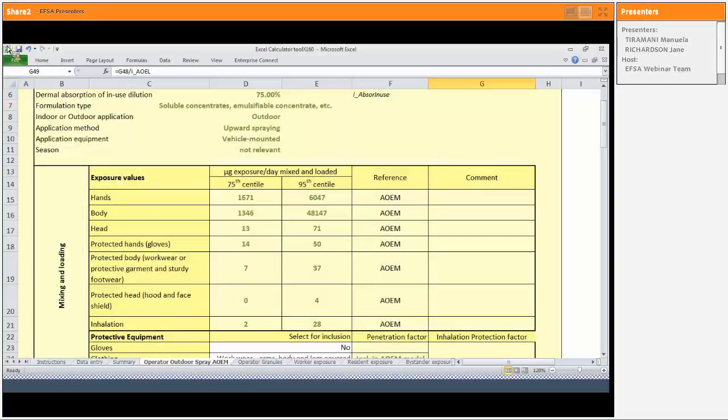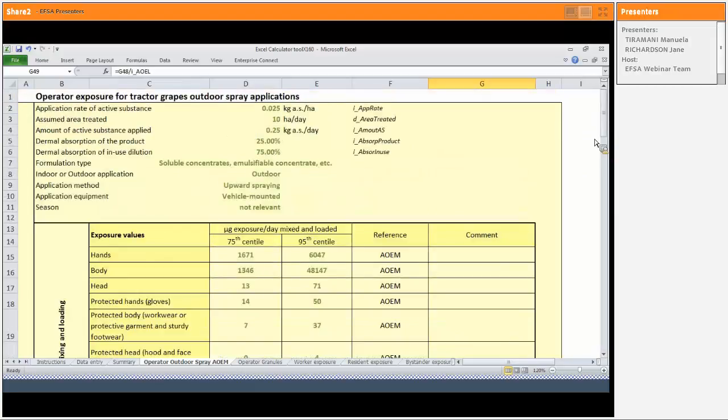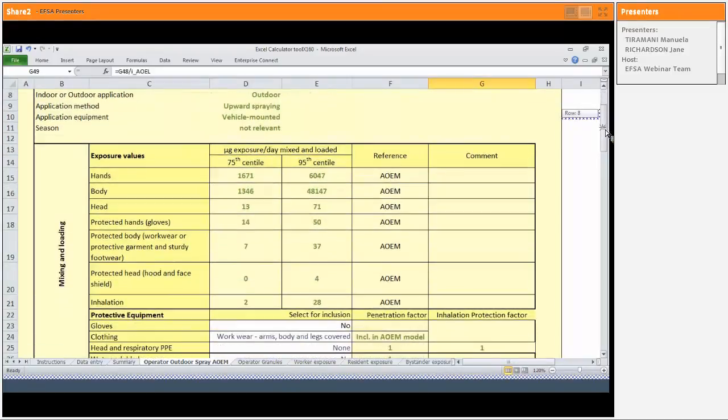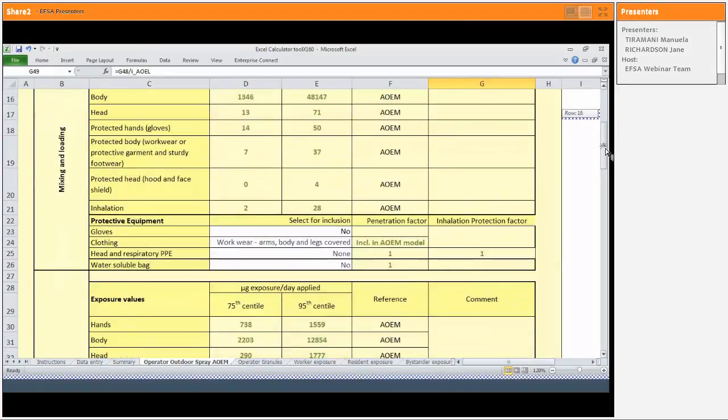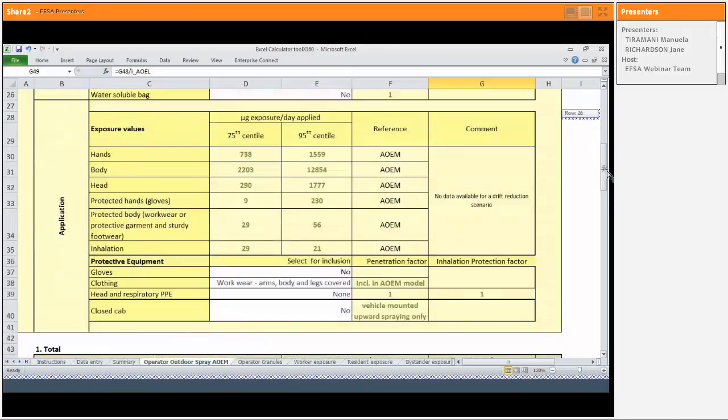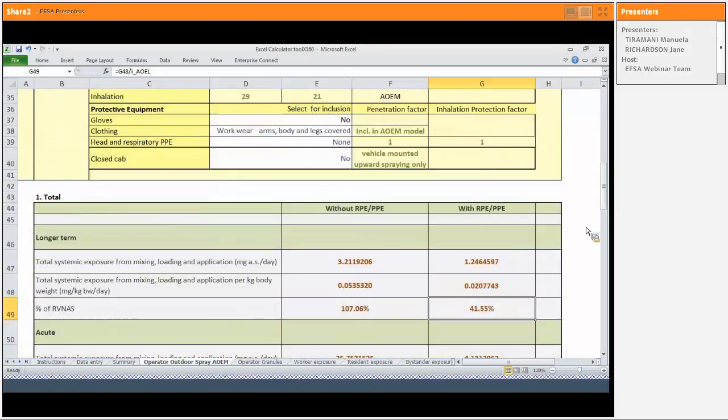Okay, so we're back in our scenario again. If we just take a look at the top, we can see that we're still using 10 hectares per day. And again, we can see the modelled value, the predictions from the AOAM model. And again, we're just using normal workwear as the only PPE applied. In this case, again, we find that we're below the AOEL.